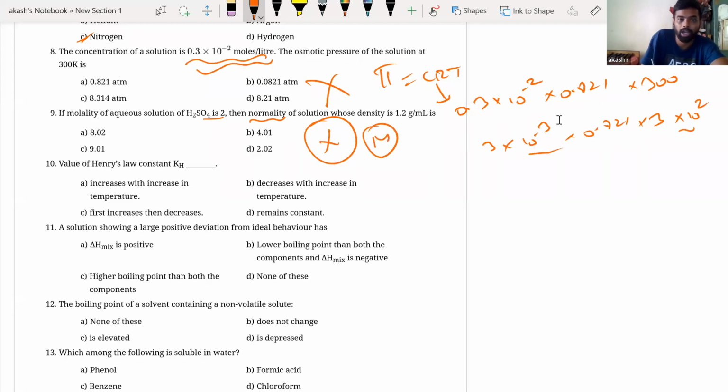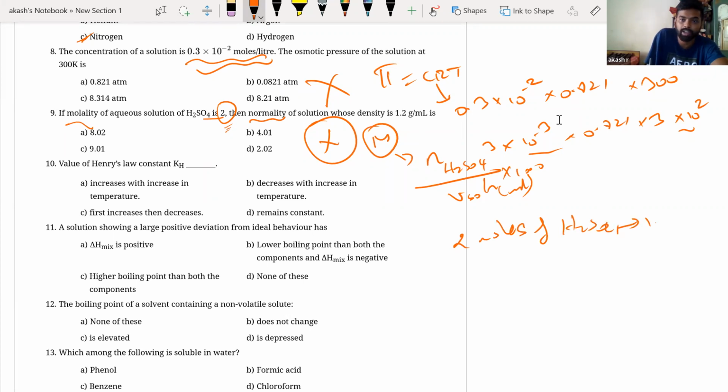How? Now for this molarity, I need number of moles of H2SO4, that is your solute, divided by the volume of solution into 1000, if it is in ml. Right? Now, from the molality definition, if there is 2, what can I say? What is molality definition? Number of moles of solute present in 1 kg of solvent, right? The 1 kg of solvent. Now, number of moles, if I say that it is 2, right? If molality is 2, that means 2 moles of H2SO4 is present in 1000 grams of water. That is what the definition means, right?